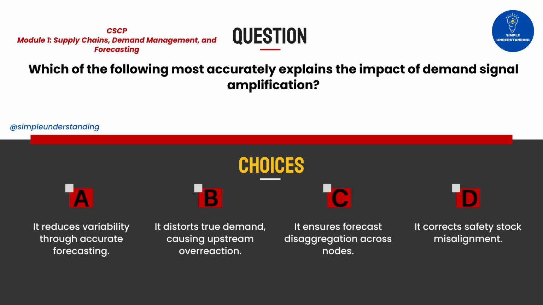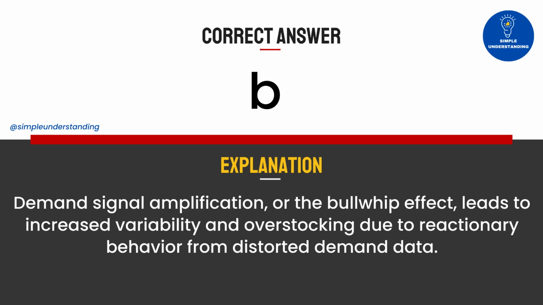4. Which of the following most accurately explains the impact of demand signal amplification? A. It reduces variability through accurate forecasting. B. It distorts true demand, causing upstream overreaction. C. It ensures forecast disaggregation across nodes. D. It corrects safety stock misalignment. Correct answer, B. Explanation. Demand signal amplification, bullwhip effect, results in overreaction to demand changes upstream.